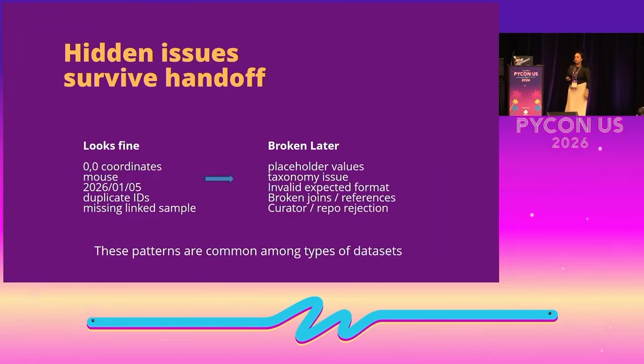A lot of these hidden issues survive handoff because the data looks fine. In the past example, there were some coordinates that were 0, 0, and for that specific geographic location, that's not accurate. It was just a placeholder. All the data was filled in for that column, and it looked right, but then it gets passed on to the next group who says, hey, that doesn't make any sense, or did you mean to put that there?